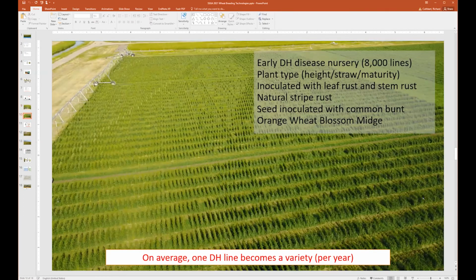This is a picture of our early DH disease nursery. So DHs, we have more plants that look the same. They're all the same and in the row. So we have more plants to look at, and that becomes easier than looking at a single plant. So that's our DH nursery. And again, on average per year, 1 DH line becomes a variety.